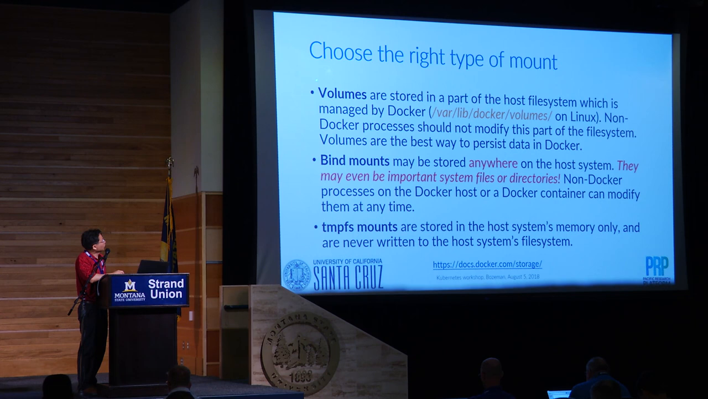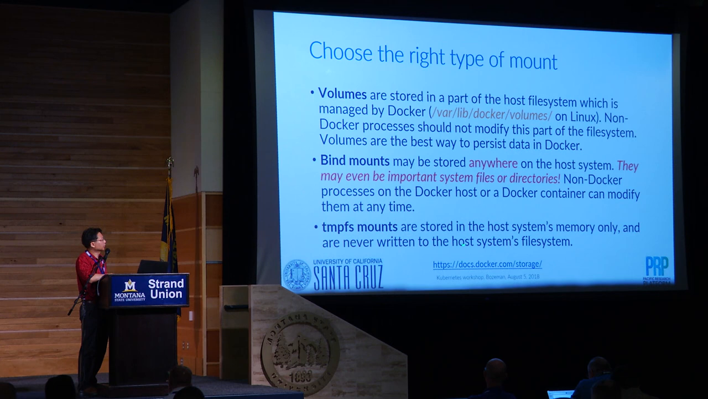If you want to choose the right type of mount, the volumes are stored in a part of the host file system which is managed by Docker. This is nice. But on the other hand, bind mounts may be stored anywhere on the host system. They may even be important system files or directories, any files. So that's another implication: if you give the user the privilege to run Docker, essentially you give the user unhindered root privilege on your host system. The third option, tmpfs mounts, are stored in the host system's memory only and are never written to the host system's file system.